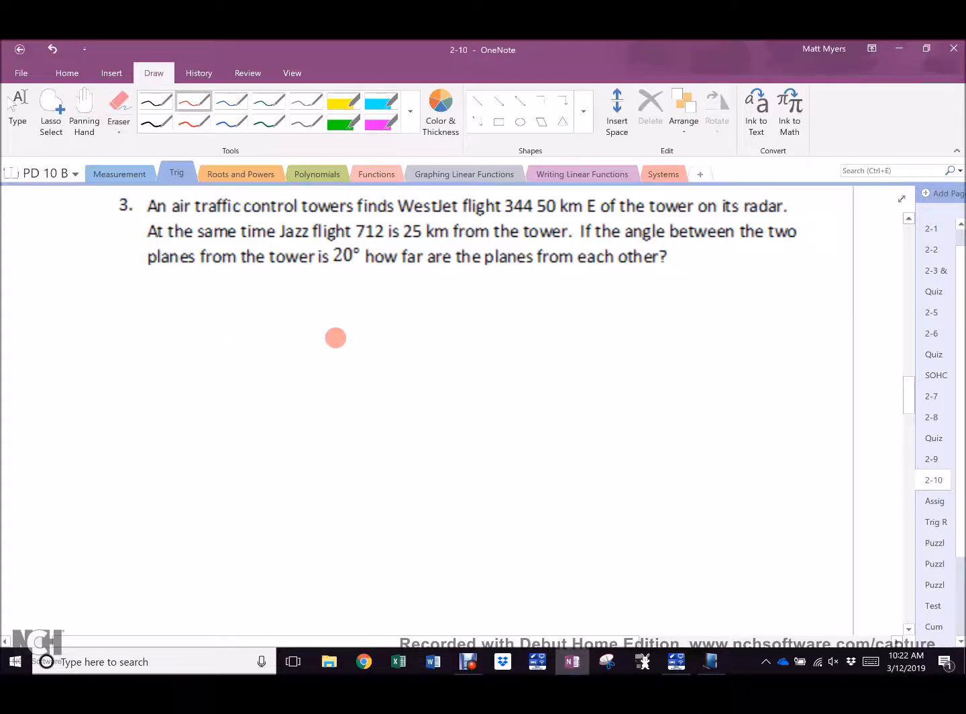So, here's the tower. Where is WestJet flight 344? 50 kilometers where? East. How do we draw east? Directly that way. There is flight 344. At the same time, Jazz flight 712 is 25 kilometers from the tower. Does it matter where I put that? No. There is flight 712. How far away is it?